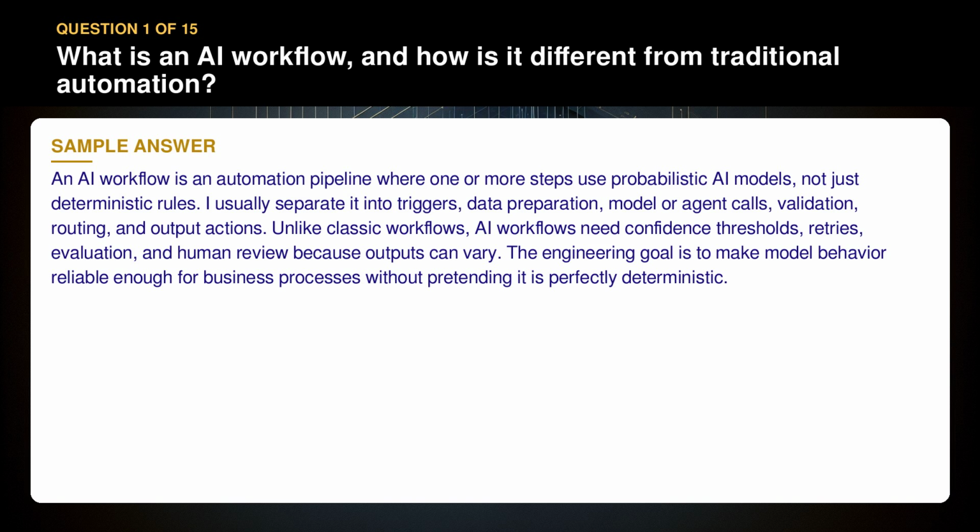Unlike classic workflows, AI workflows need confidence thresholds, retries, evaluation, and human review because outputs can vary. The engineering goal is to make model behavior reliable enough for business processes without pretending it is perfectly deterministic.